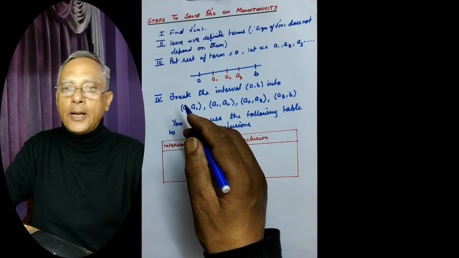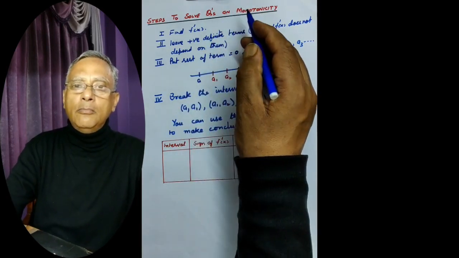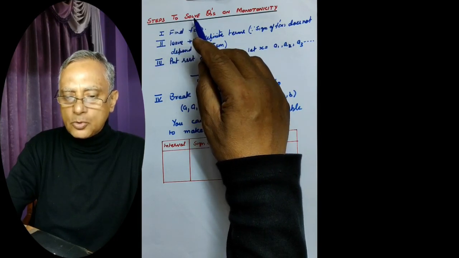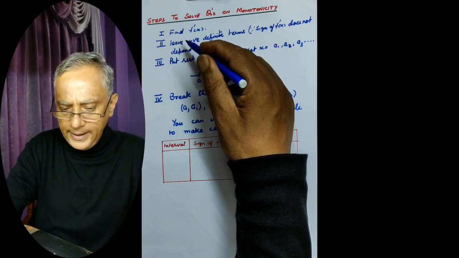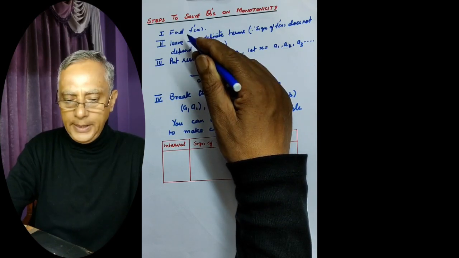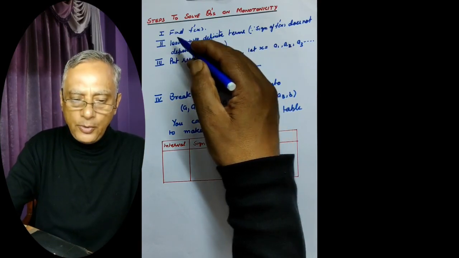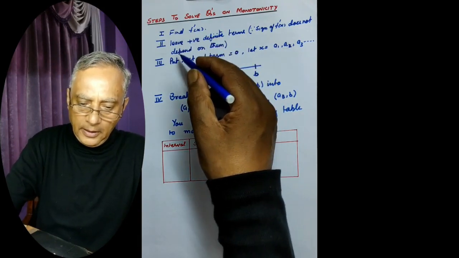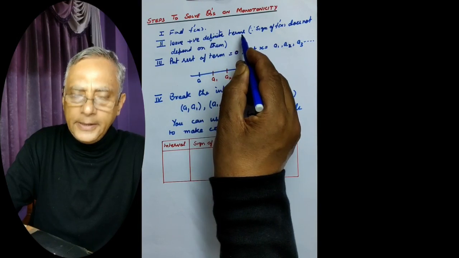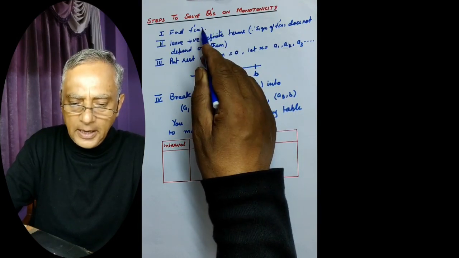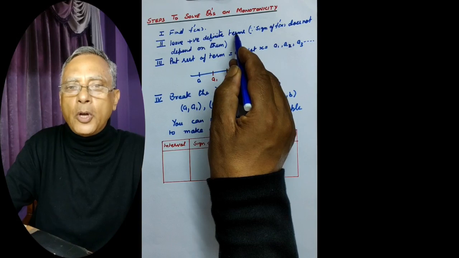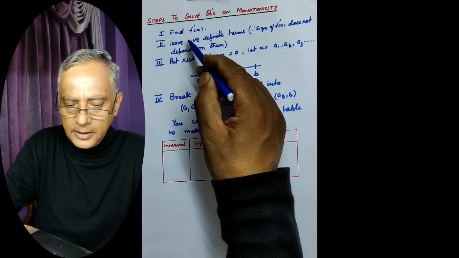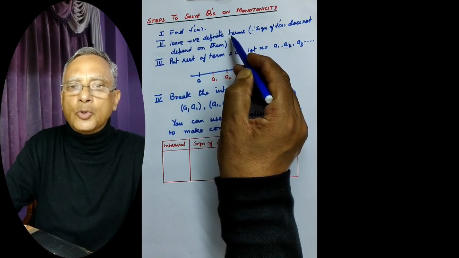Now we are going to take up some questions based on monotonicity. To solve these questions, we can divide the solution into these steps. First, find f'(x). Second, leave positive definite terms. You find f'(x), and if there are any terms which are positive definite, you leave them, because the sign of f'(x) does not depend upon such terms. So you can leave them.